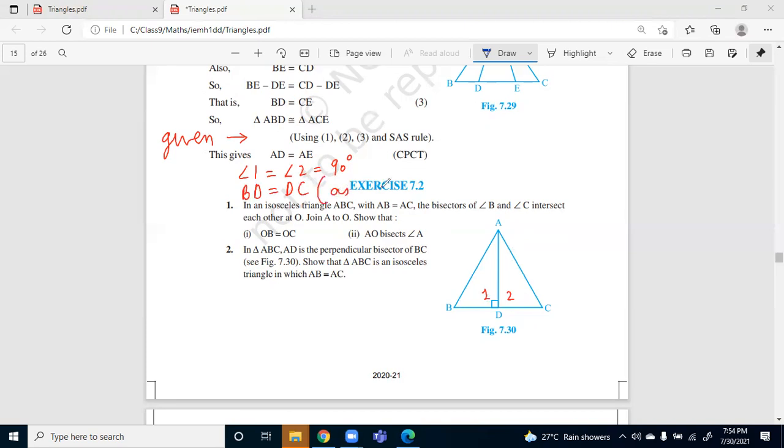As AD is perpendicular bisector of BC. Okay, so I have written whatever is given. So now we will be going to the proof. So the question is very easy. Can you see how to solve?